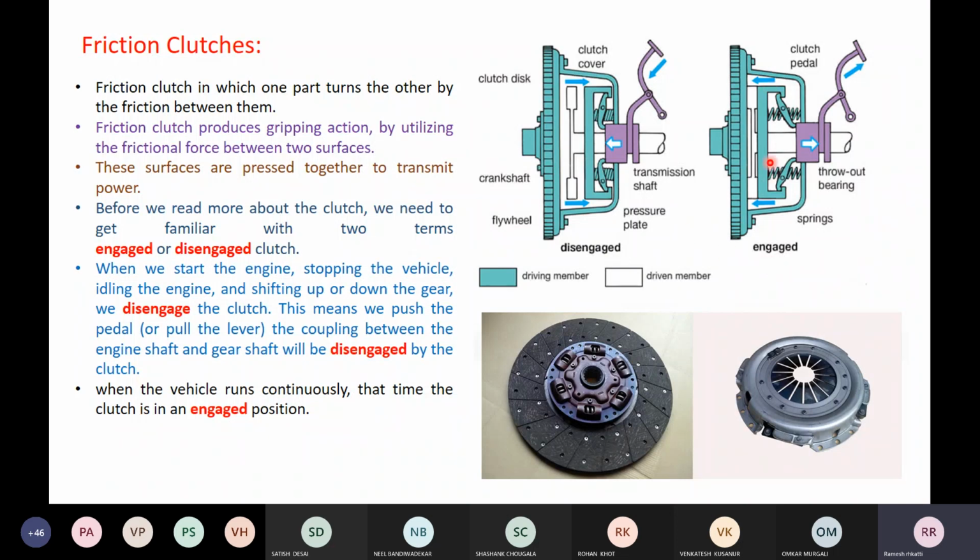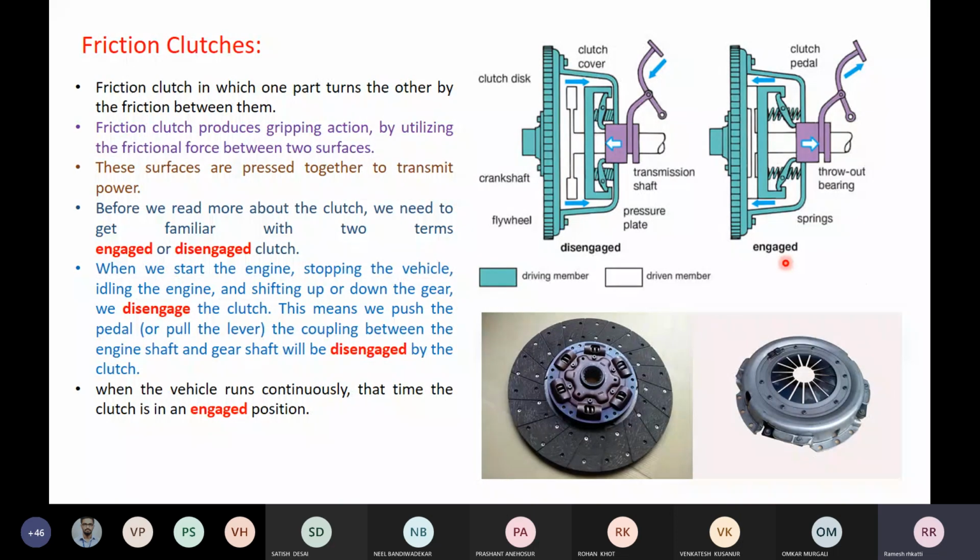On the right side you can see that the clutch is engaged, meaning you have removed your foot from the pedal, or you are not pushing the pedal. In simple language, when the vehicle is running continuously, the clutch is engaged. The clutch is disengaged when you start the engine, when you completely stop the vehicle, or when you are going to shift the gear up or down, at that time you will be using the clutch.